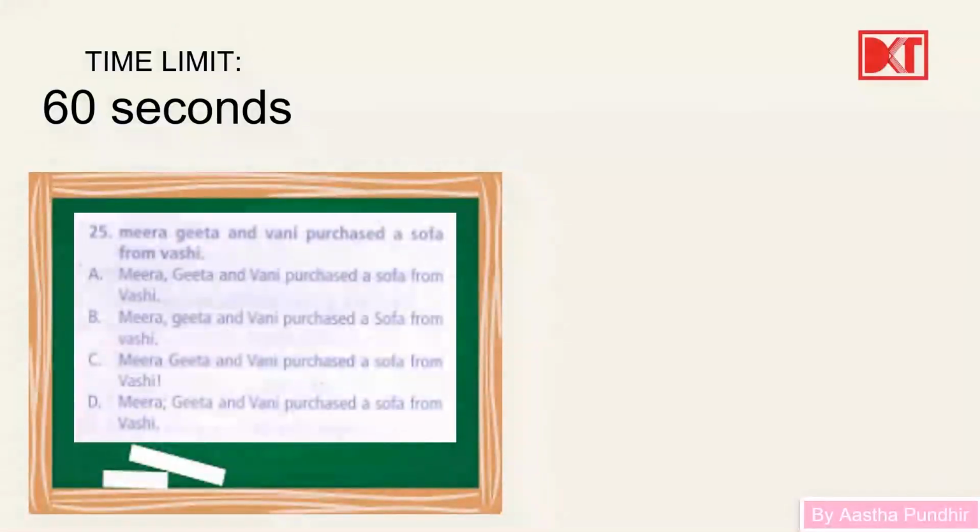Okay, so here, let's see, Meera, Geeta and Vani purchased a sofa from Vashi. Okay, so here, Meera, M capital because it's a name, actually so many names: Meera, Geeta, Vani and Vashi. Vashi I think is a place or the name of a person. I can't figure this out, but anyway, the initial has to be capitalized. M, G, V and V. All these will be capitalized.